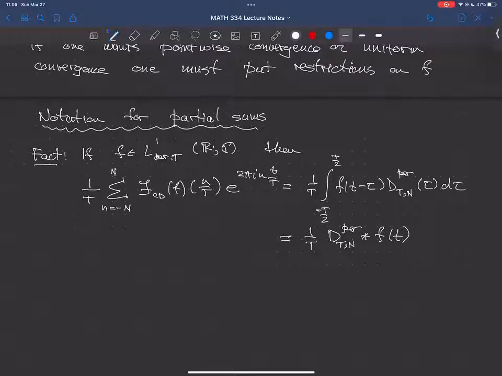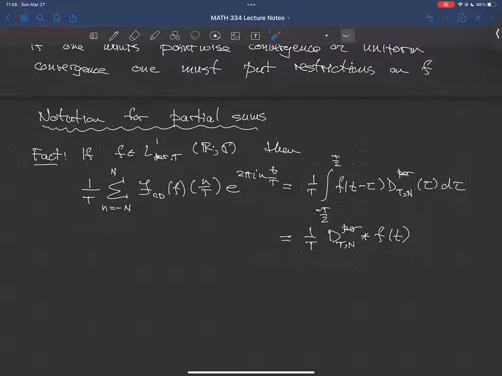All right, so how might you prove a thing like that? Well, what you're going to do is plug in for CDFT the definition, and then you're going to do some manipulations with that. So it's not a totally obvious result to write, but nonetheless, it's true.